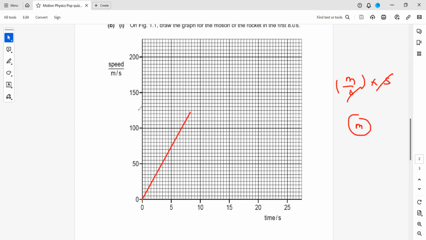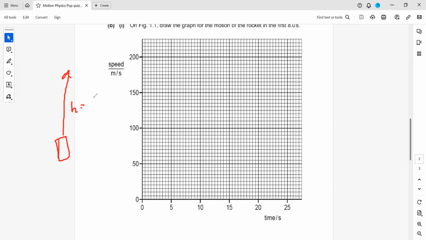Yeah, so they ask for the height. The height covered by this rocket is equal to the distance traveled by the rocket. If we say the rocket traveled 20 meters, because it is moving vertically, it means it has risen to a height of 20 meters. So whenever an object is moving vertically, the distance traveled by the object is also known as height.